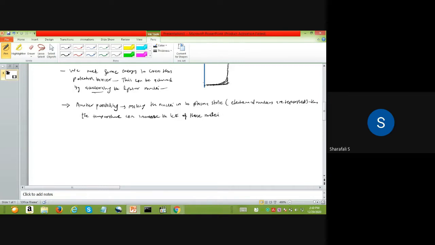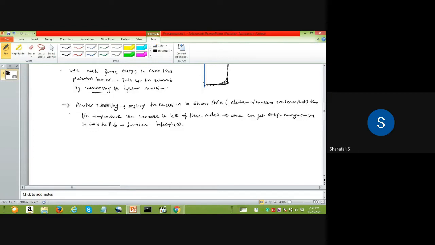Okay, and which can get enough energy to cross the potential barrier and fusion takes place. Okay, so this is another idea, not what we discussed earlier. So this is another idea.